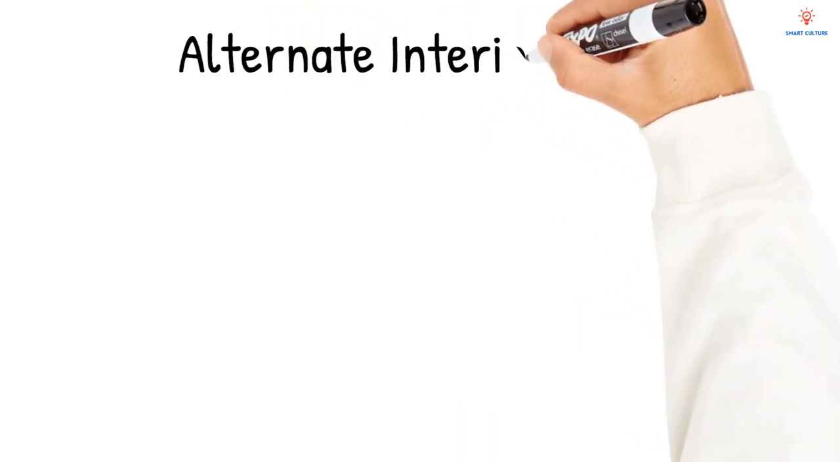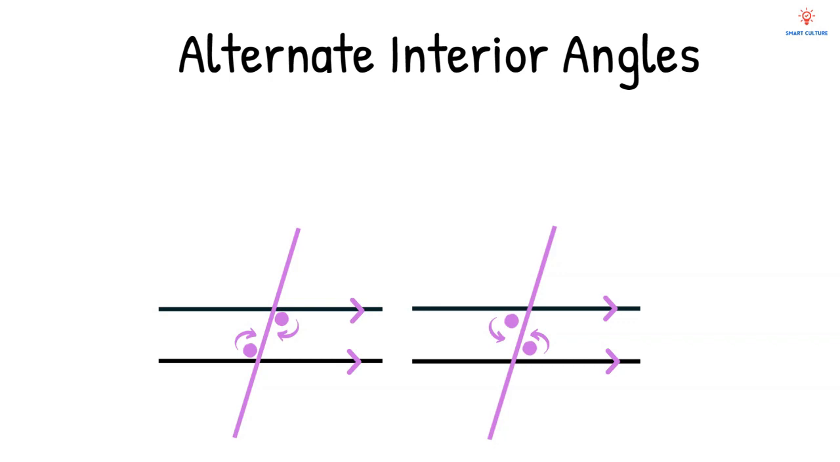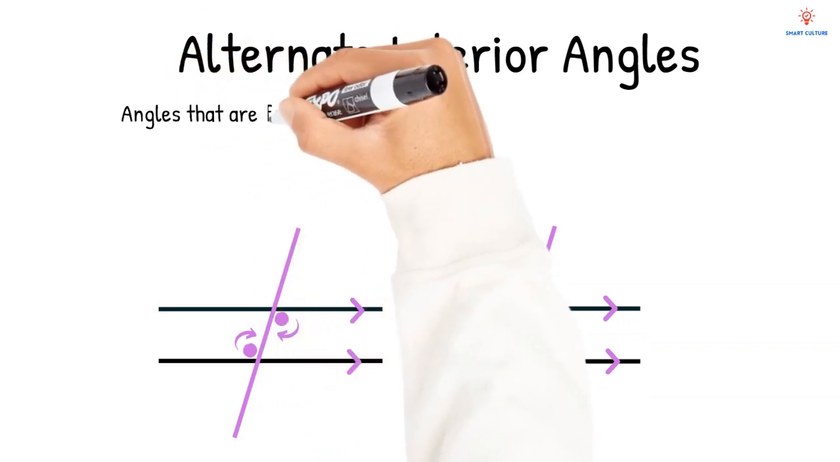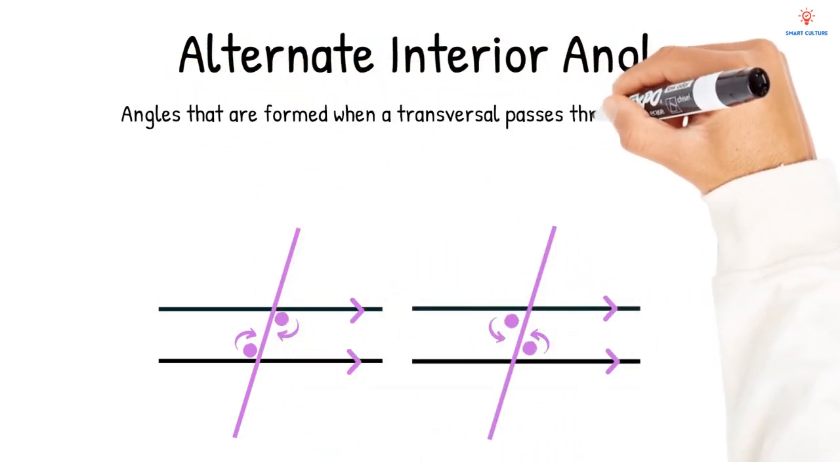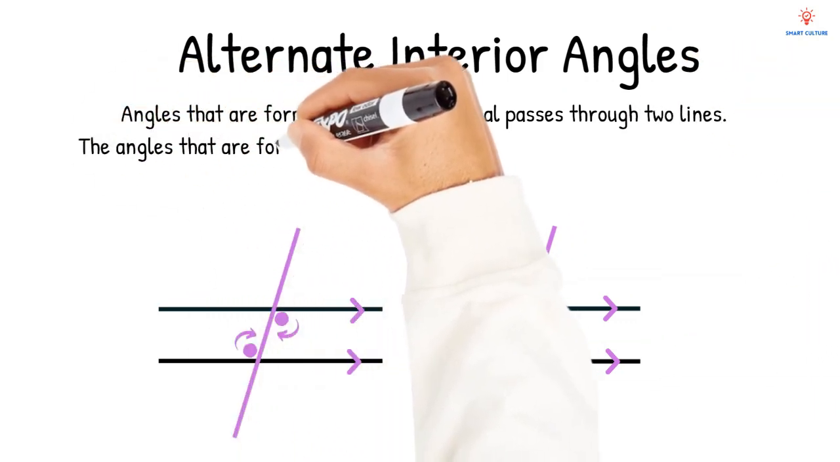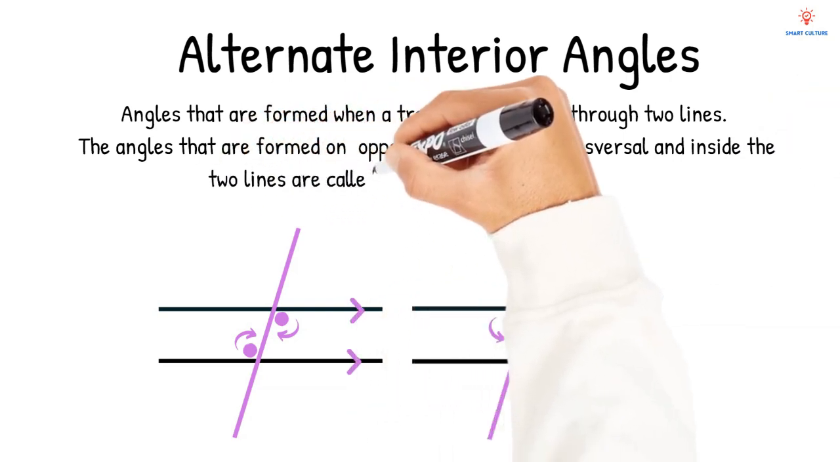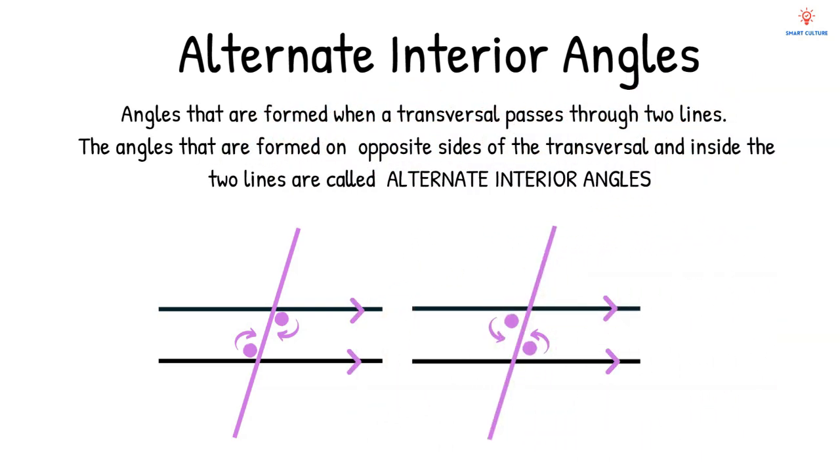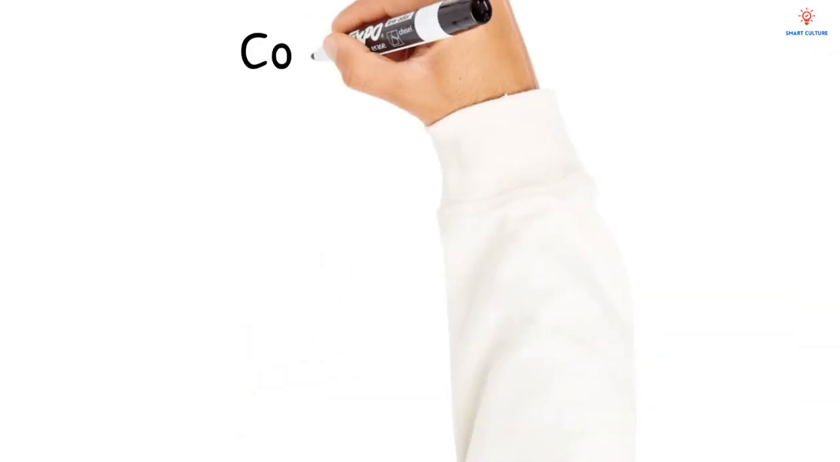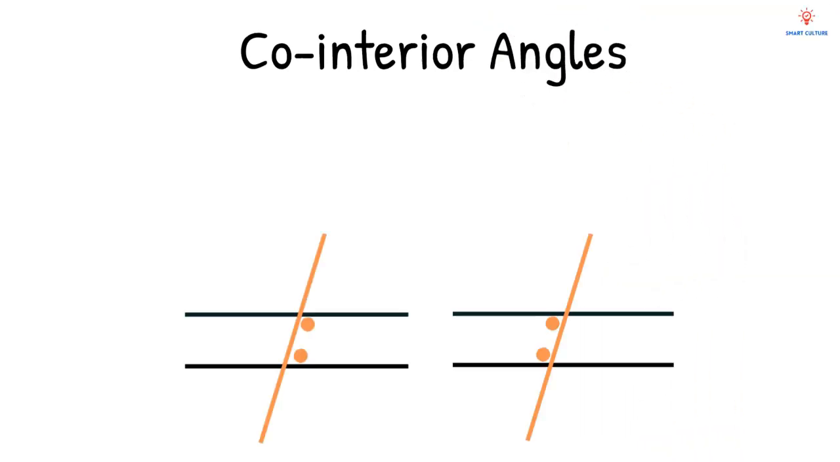Moving on to alternate interior angles. Now, these are angles that are formed when a transversal passes through two lines. So here in the diagram, you can see two examples of alternate interior angles. So the angles that are formed on opposite sides of the transversal and inside the two lines are called alternate interior angles. Let's learn about co-interior angles.